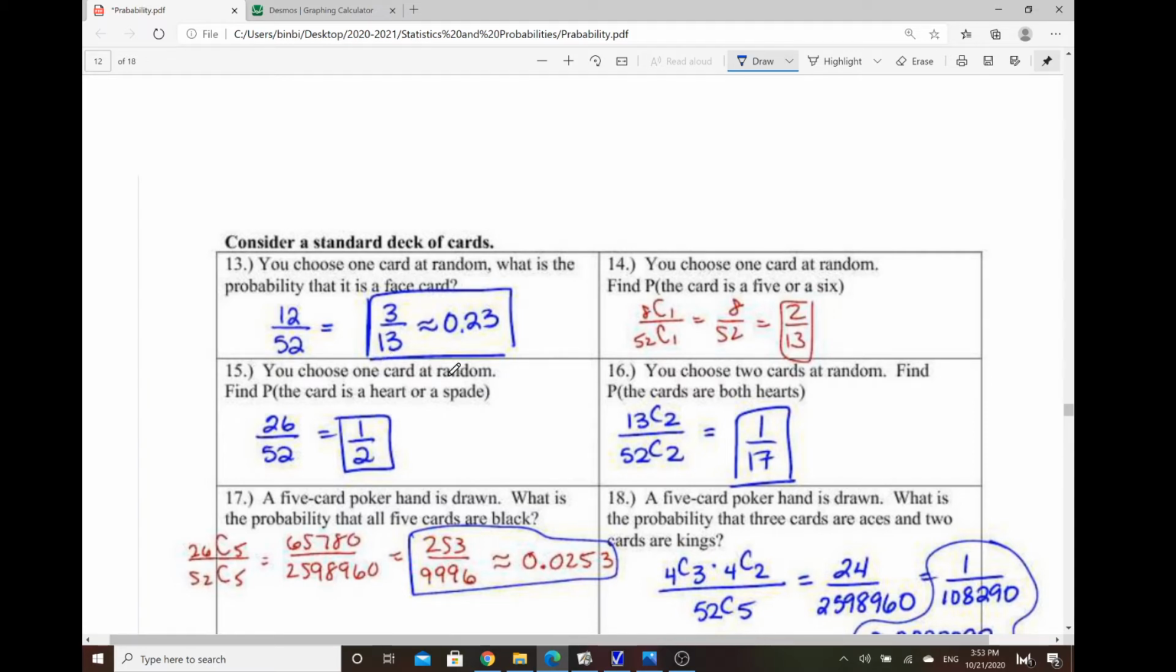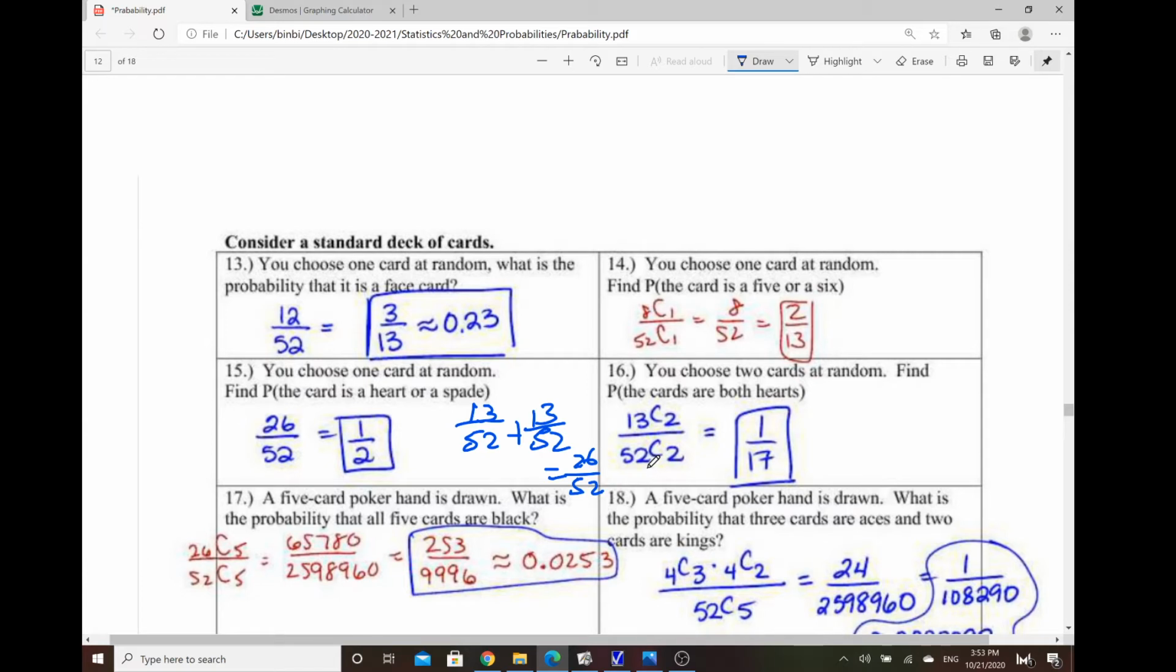You choose one card at random. Find the probability that the card is a heart or a spade. Again, the key word is "or". So the card is considered either a heart or a spade. So 13 over 52 plus 13 over 52, which is 26 over 52. Once you reduce it, that'll be 1/2.